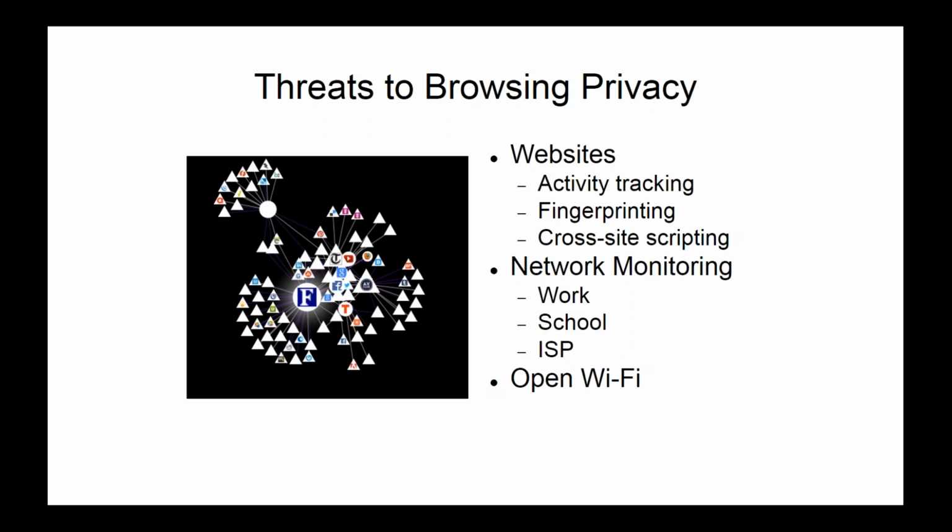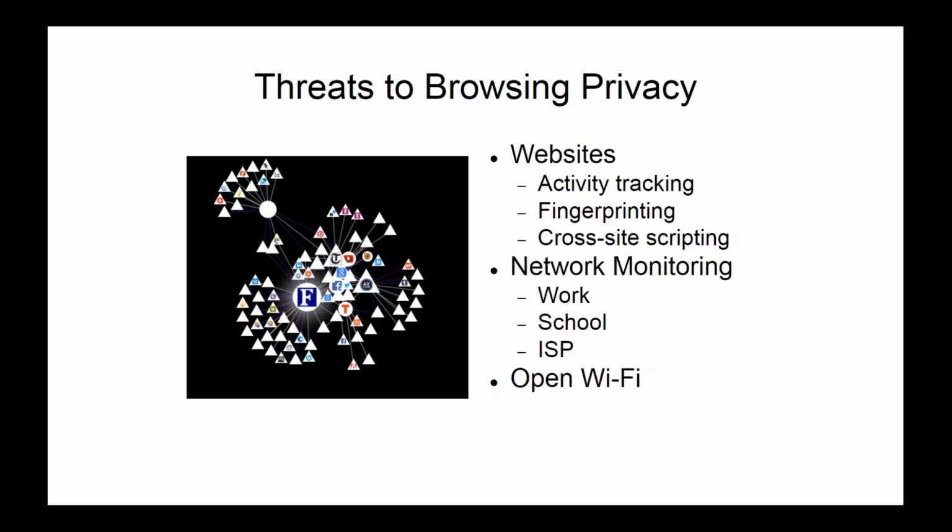So there's a couple different types of threats. I've broken them into 3 broad categories. There's websites. So when you're on a web browser and you access a website, what is it doing? What types of information is it gathering? And is it sharing that information with others? So activity tracking, fingerprinting, and cross-site scripting are all ways that websites can kind of compromise your privacy by sharing that information with other websites and other third parties.